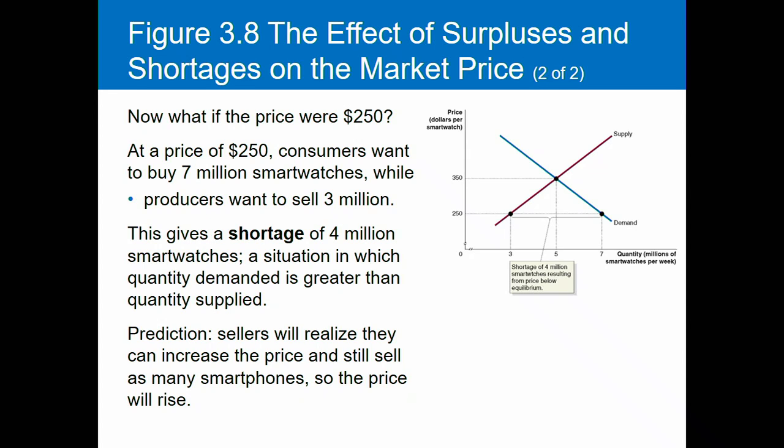So when there's a shortage, obviously the quantity demanded is greater than the quantity supplied. So what's going to happen is that sellers realize they can increase their prices and still sell as many smartwatches. So the price is going to rise. The price will rise all the way up to $350, at which point there's no reason to increase it or decrease it anymore, because consumers are going to demand and purchase all the smartwatches being produced at that price. There's no reason for the firm to change.